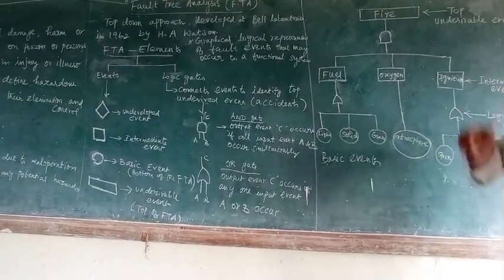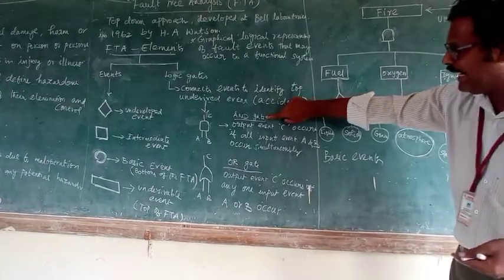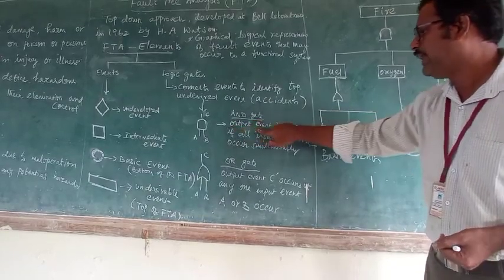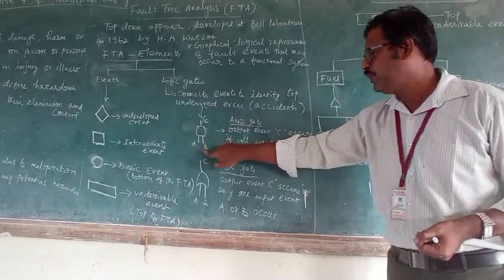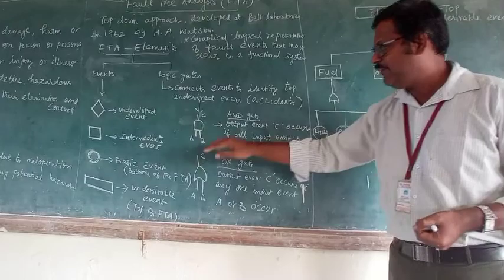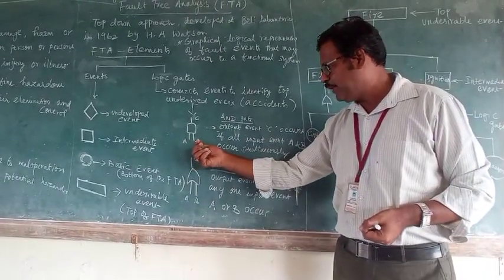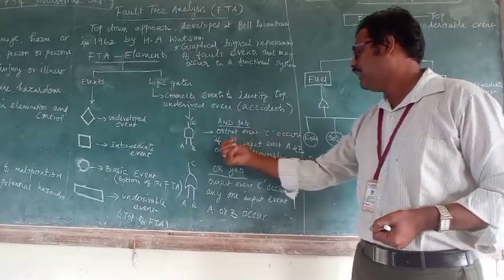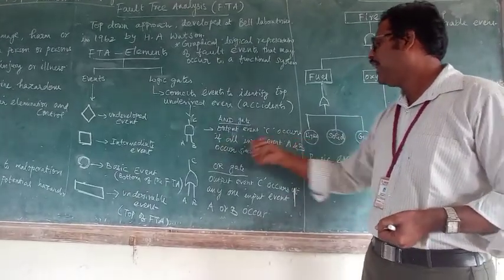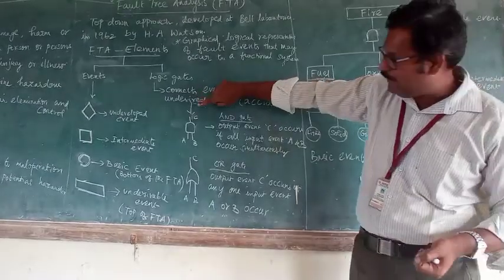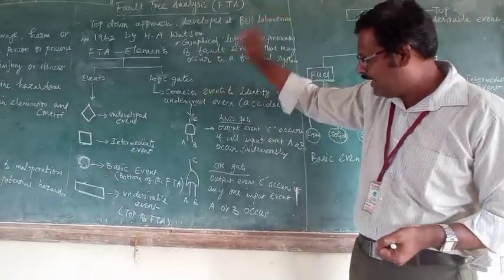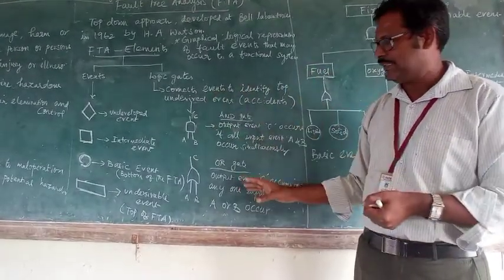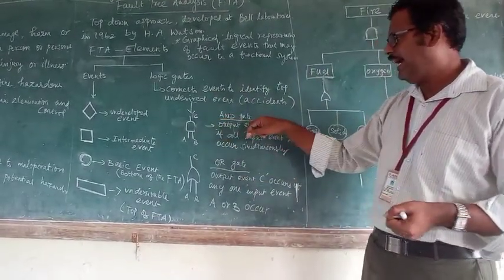Here we are going to use two logic gates: one is the AND gate and another is the OR gate. The AND gate has two inputs, A and B, which we consider as two input events, and C is the output event. The output event C occurs if both input events A and B occur simultaneously. We have output event C only if both event A and event B occur simultaneously. That's why it is an AND logic.